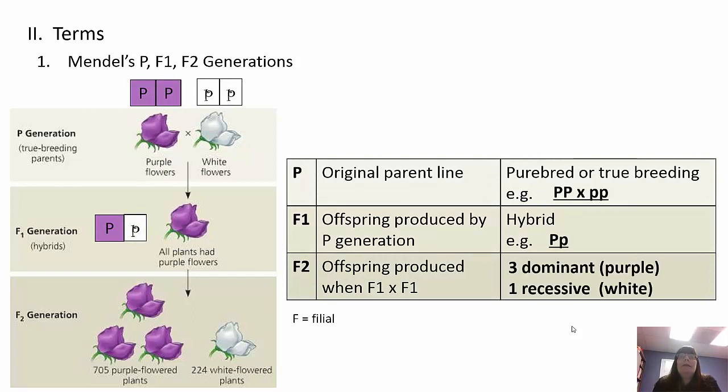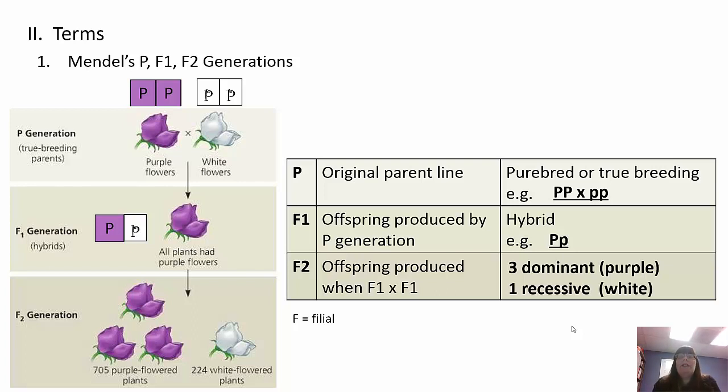So, terminology. The P generation is the parental generation. This is the original parental line. It is purebred or true breeding, meaning that the alleles are the same. So two uppercase P's or two lowercase p's.